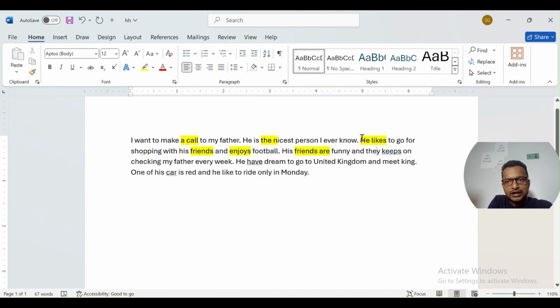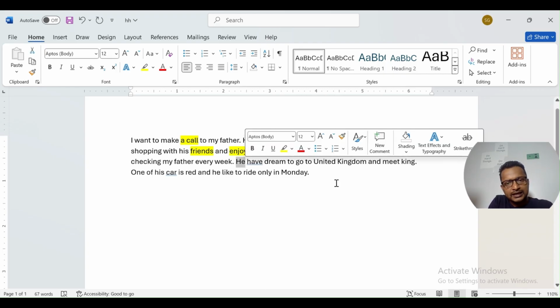Then remember our subject verb agreement. If it is third person plural, then the s will not come. They keeps. See, the problem is here. They keep on checking my father every week. He have dream to go. He have. See, again, he.